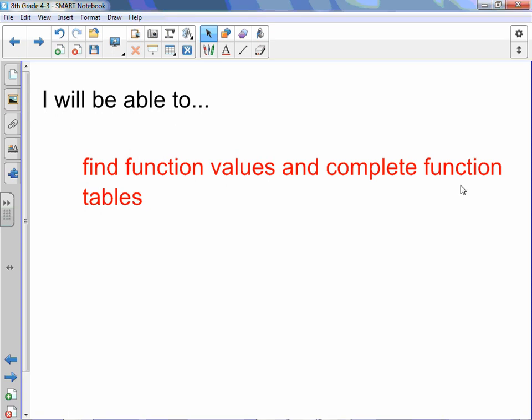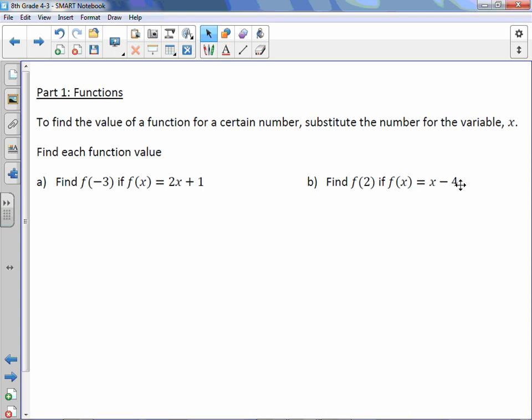Chapter 4, Lesson 3, Functions. You will be able to find function values and complete function tables. To find the value of a function for a certain number, substitute the number for the variable x.